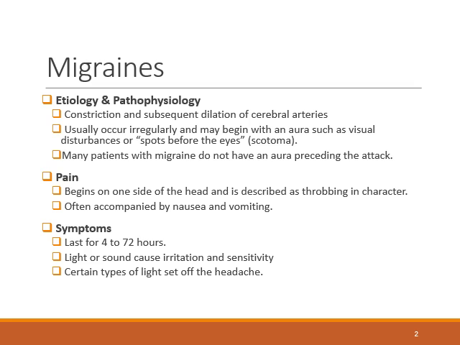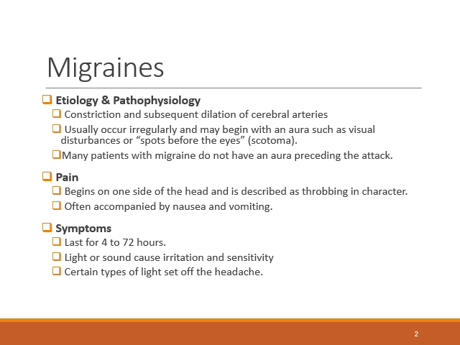First, we're looking at migraines as part of headaches. Migraines are typically constriction and subsequent dilation of cerebral arteries. They usually occur irregularly and may begin with an aura such as visual disturbances or spots before the eyes. Many patients with migraines do not have an aura preceding the attack.